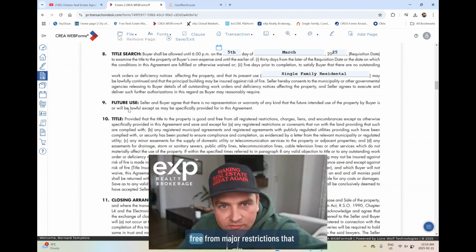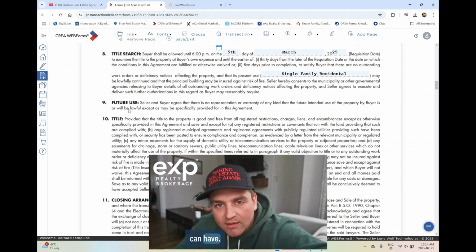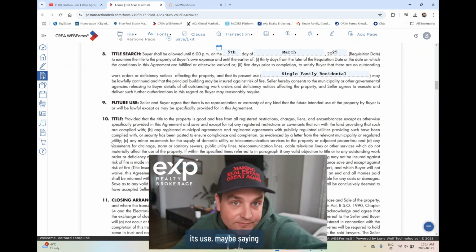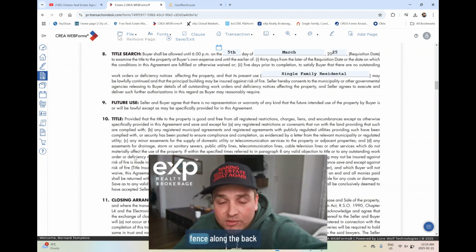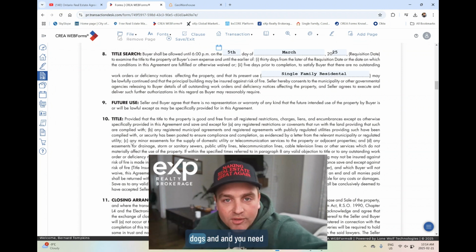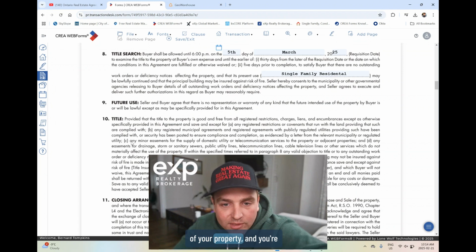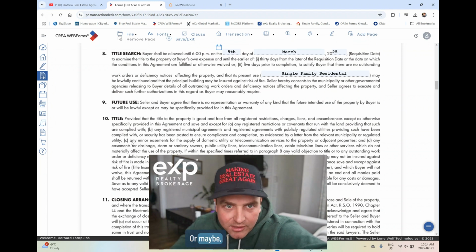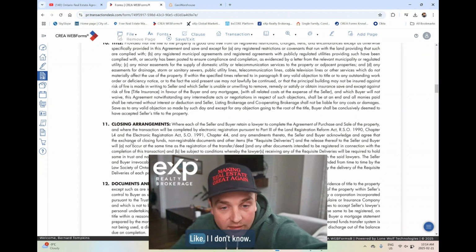Title ensures the property is free from major restrictions that would affect its use. So sometimes a title can have restricted covenants against its use, maybe saying you can't build a fence along the back side of the property. There might be a restriction that follows the property like that. It's a weird scenario, but it can happen. And then say you have dogs and you need a fence on the back of your property and you're not allowed to build one. That might affect the use that you want out of the property. Or maybe it says you can never have a pool. Like, I don't know. And you want a pool. So that would affect the use of the property for sure.